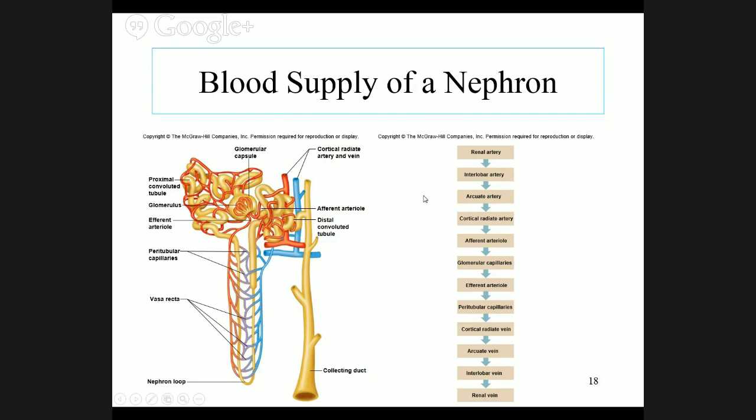So blood flows from the renal artery to the interlobar artery, to the arcuate artery, the cortical radiate artery, to the afferent arteriole, through the glomerular capillaries where the gas exchange takes place, to the efferent arteriole, to the peritubular capillaries, to the cortical radiate vein, the arcuate vein, and interlobar vein, and finally to the renal vein and into the inferior vena cava.